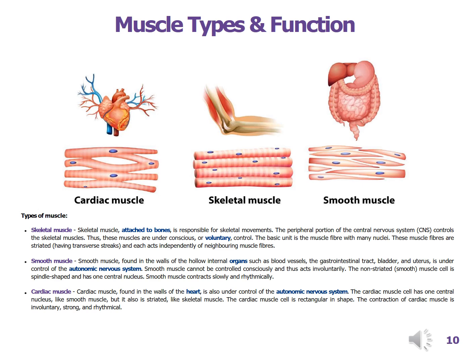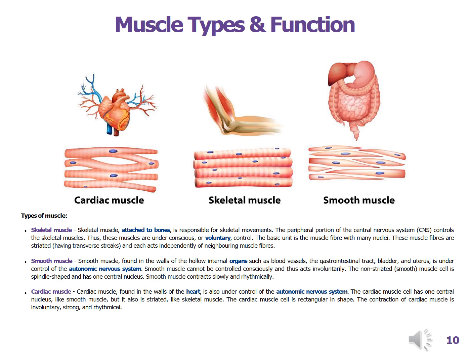Smooth muscle, found in the walls of the hollow internal organs such as blood vessels, the gastrointestinal tract, bladder, and uterus, is under control of the autonomic nervous system. Smooth muscle cannot be controlled consciously and thus acts involuntarily. The non-striated smooth muscle cell is spindle shaped and has one central nucleus. Smooth muscle contracts slowly and rhythmically.